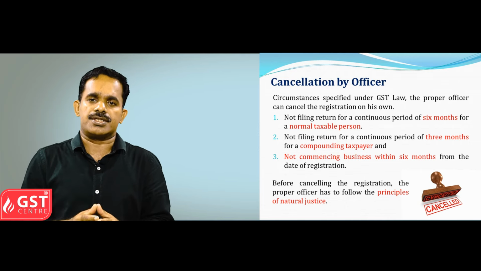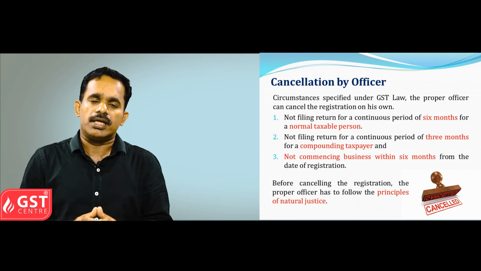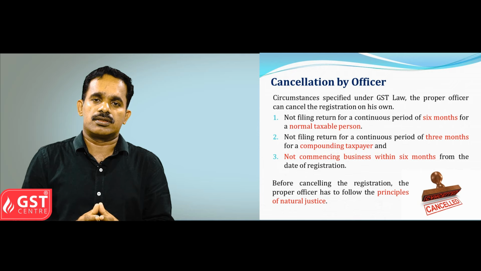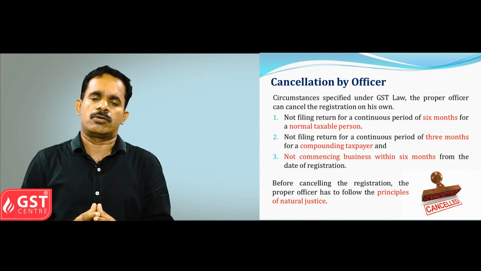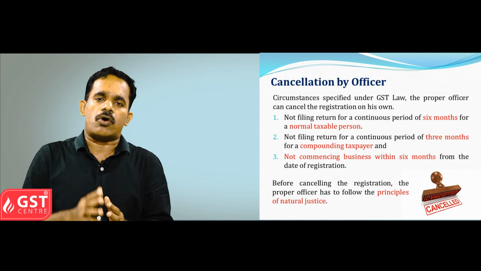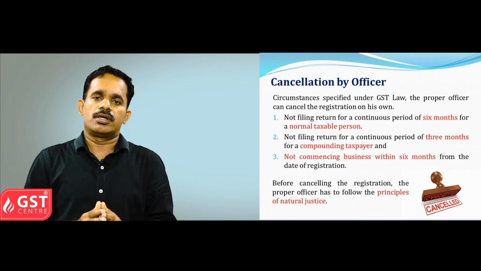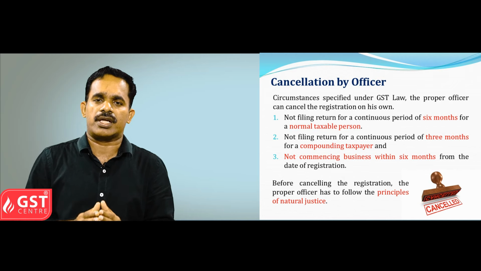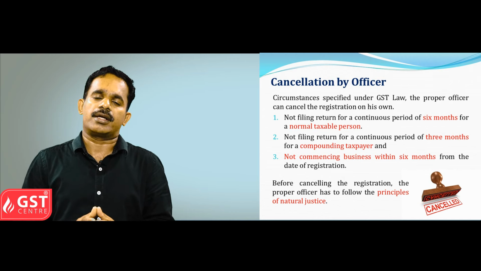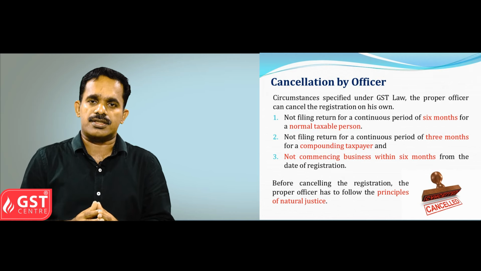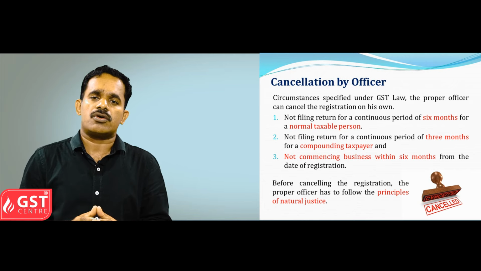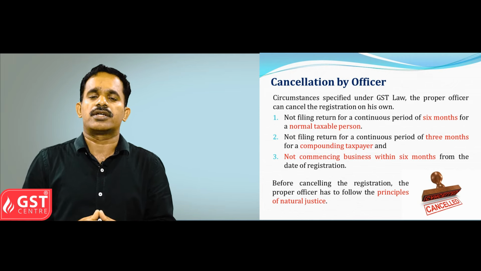The various situations are not filing the return as per the GST law for a period of continuous 6 months for normal registered taxable persons, and if it is a composition scheme person, it is 3 months. If he has not filed his return for continuous 3 months, the proper officer can cancel the registration certificate. And the third situation is not commencing the business within 6 months of taking the registration certificate as per GST law.